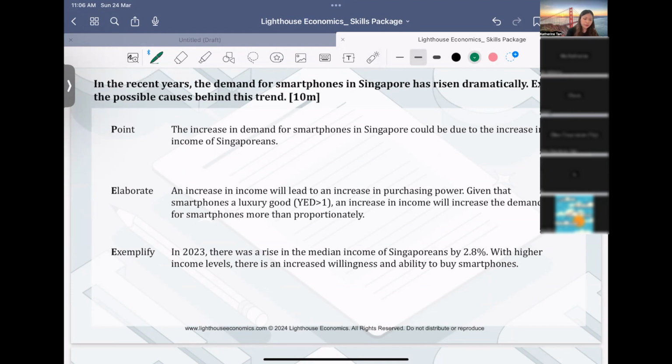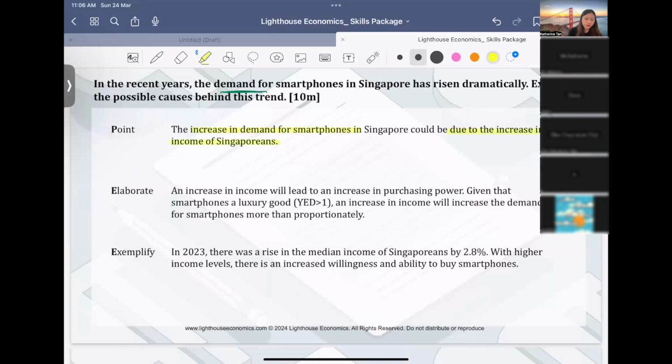Okay, so you know that you're going to talk about demand factors. Let's talk about the point: you need to have one very clear demand factor. Don't bring in multiple demand factors, just one. So you just say it's due to the increase in income of Singaporeans. Elaborate. Tell me why does an increase in income of Singaporeans lead to an increase in demand for smartphones?